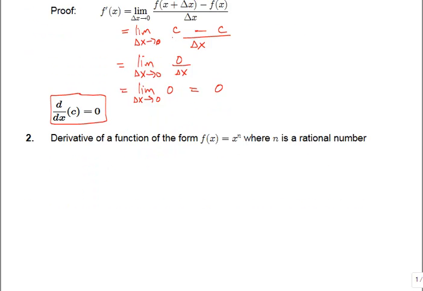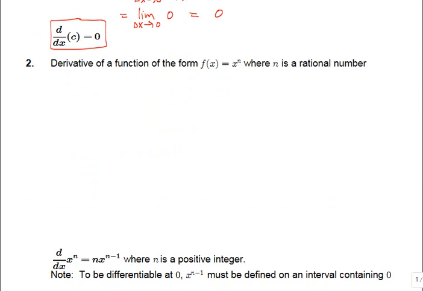Now let's make our function slightly more complicated. This is going to be the function of the form x to the n. So these are power rules. To figure out what this power rule is, we're going to basically look at some examples of things we already know. So let's suppose that our function is just a constant. Then we just derived that that derivative is going to be 0.